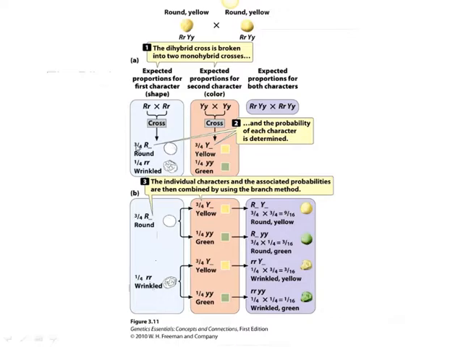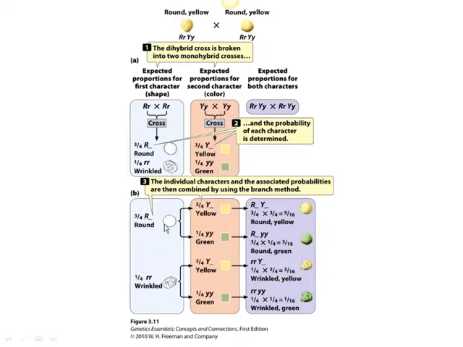On this slide, they're showing you a little bit of the mathematical way you can look at this. So big R little r cross big R little r, that cross is happening, and big Y little y cross big Y little y, that cross is happening, each separately. So we would expect to get 3/4 round type seeds, 1/4 wrinkled type seeds, 3/4 yellow seeds, 1/4 green seeds. So the probability of being round and yellow is just 3/4 times 3/4, which is 9/16, because that's the product law. Those two things are happening simultaneously, but they're not connected, they're independent events.